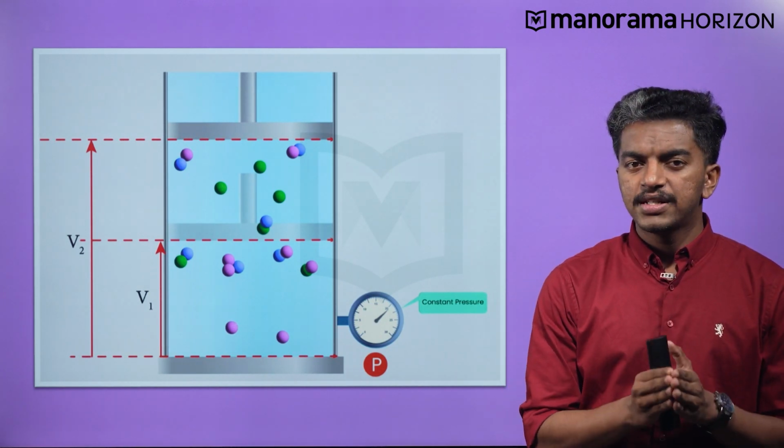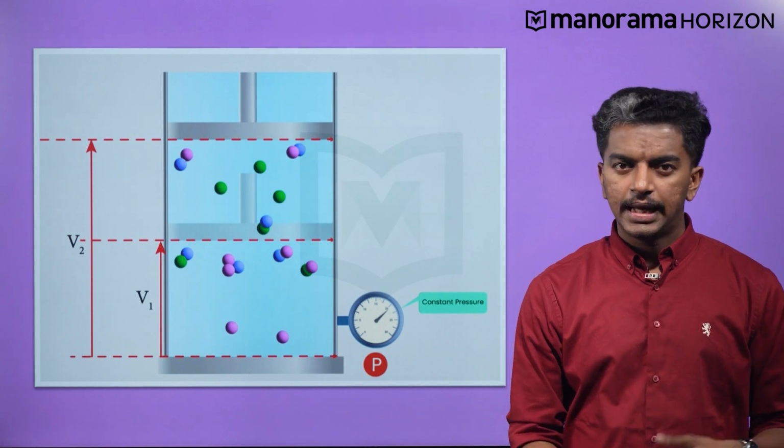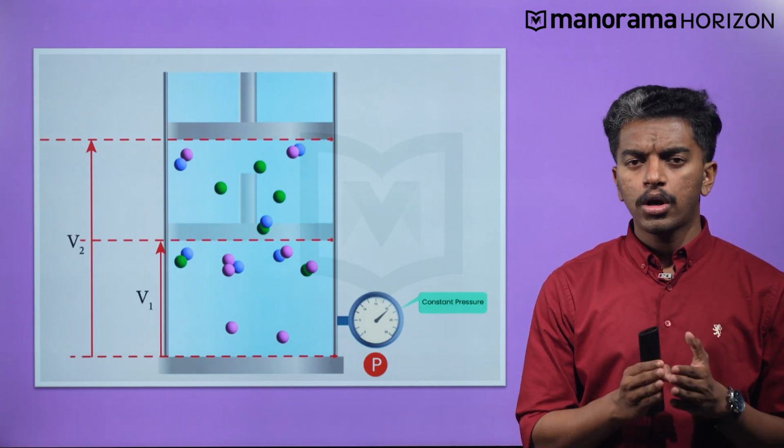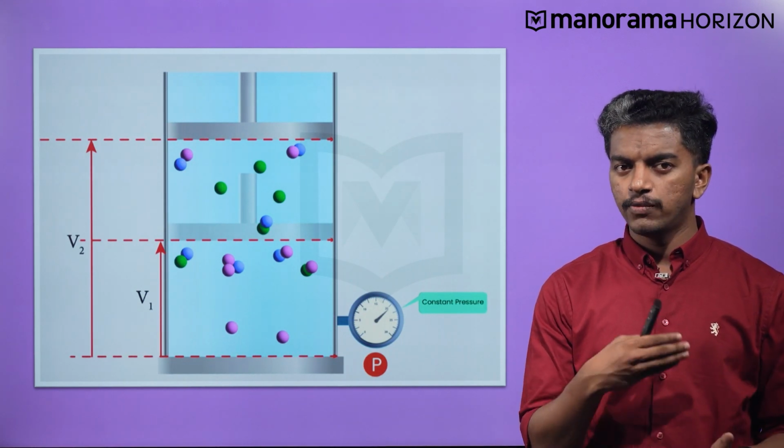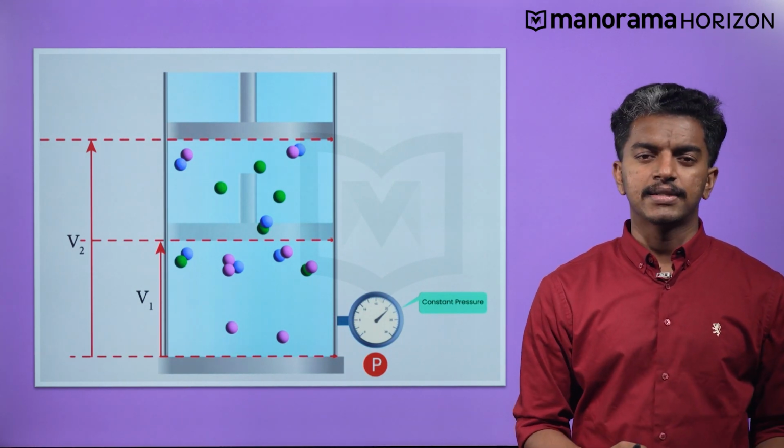However, all reactions do not occur at constant volume. Rather, most of the chemical reactions occur at constant pressure. During such a process, there will be changes in volume and hence work will be done. We will discuss this in our next video. With this, I will summarize this video.